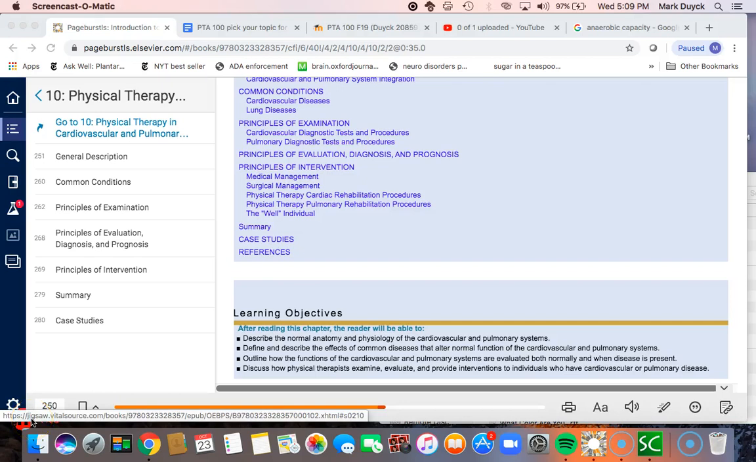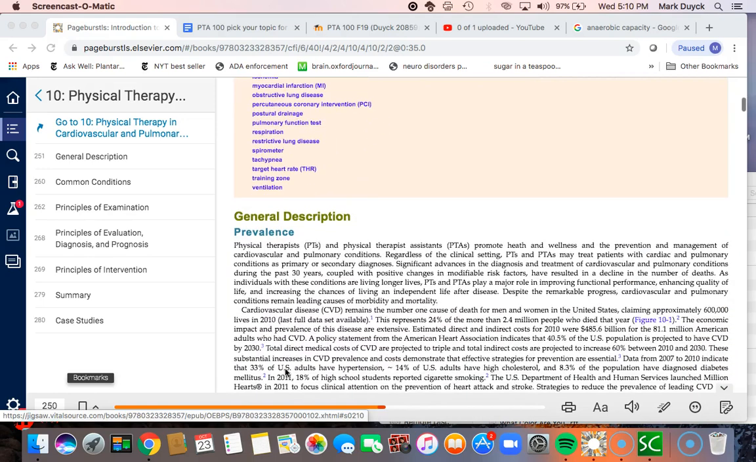So I am now in chapter 10, Physical Therapy and Cardiovascular Pulmonary Conditions. This is a good chapter. I think the author, in this case Tiffany Hilton, put together a really good chapter about two very important parts of our vital existence, which is our heart and our lungs. So you want to start with the objectives once again to help you, and go for these key words.